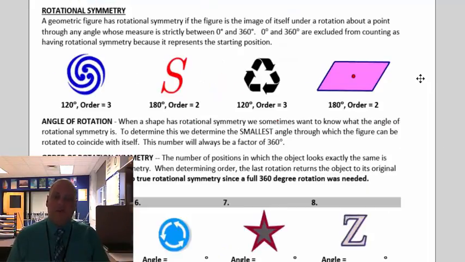Rotational symmetry. Now, what's rotational symmetry? It's a little trickier, okay? A geometric figure has rotational symmetry if the figure is the image of itself under a rotation about a point through any angle whose measure is strictly between 0 and 360. So if you can rotate it around a point, usually the point in the center, and have it look the same, then it has rotational symmetry.